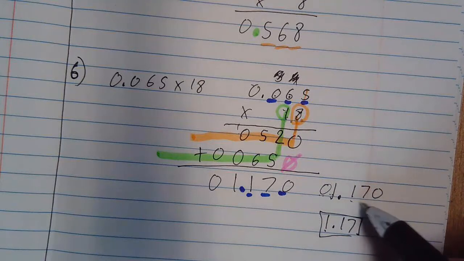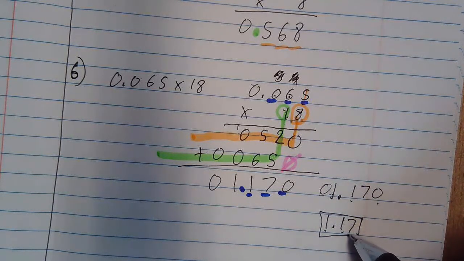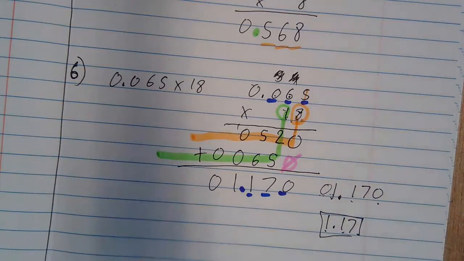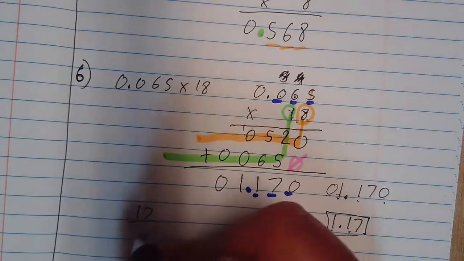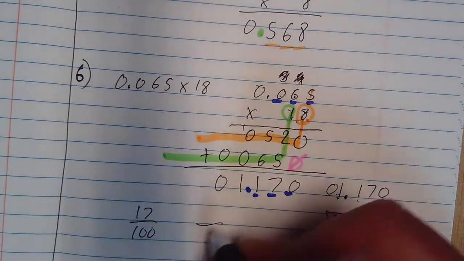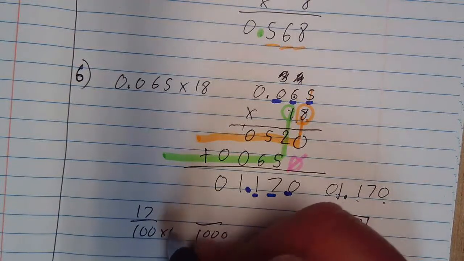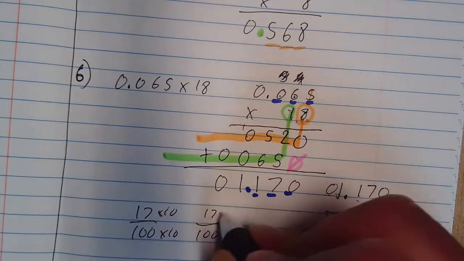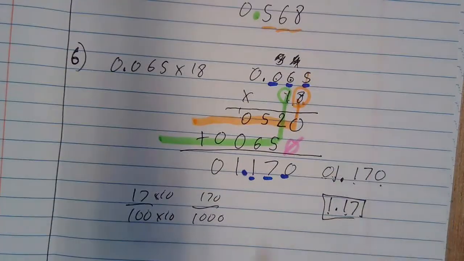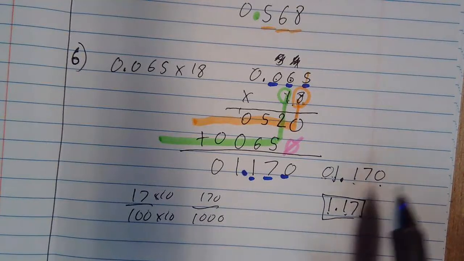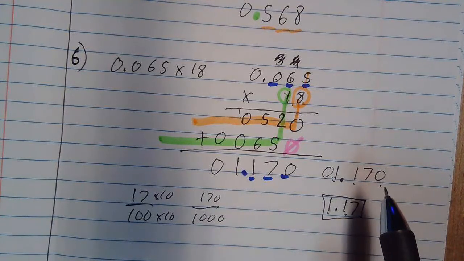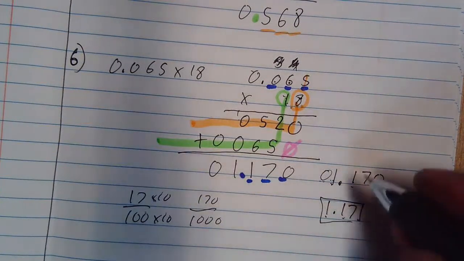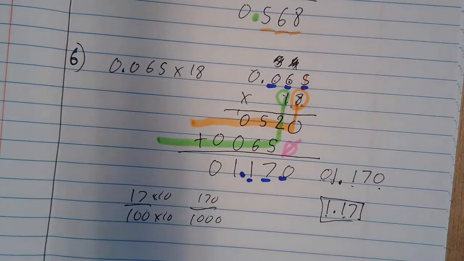And this 170 thousandths is the same as 17 hundredths, right? Just a quick reminder, if you don't believe me, 17 hundredths, if I multiply this by 10, it's the same thing, okay? So you don't need to add that last 0. It's equivalent, okay? So just remember, that's why the zeros are gone.